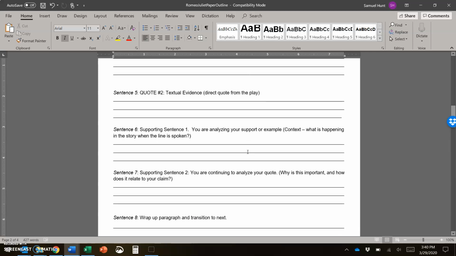So take a look at this. Use this if you need it. Again, we're not collecting this. This is not something you're turning in, but it is something that can be very helpful for you as you go through the process here. If you're struggling with what you need to write, or what should I be putting in this paragraph, or what do I need to do with my textual evidence, or whatever it happens to be that you're struggling with, use this. Let it be your guide. It will make your life much, much easier.